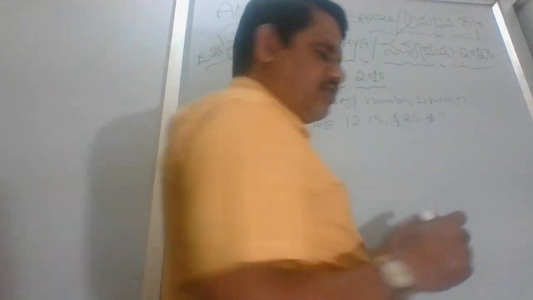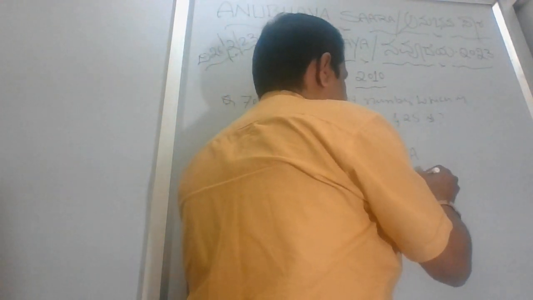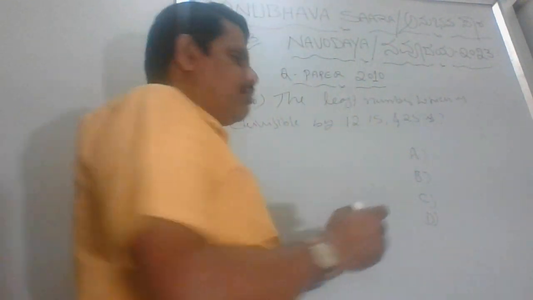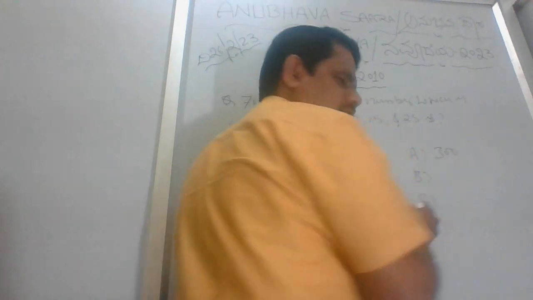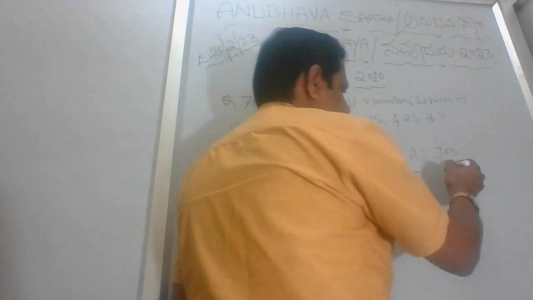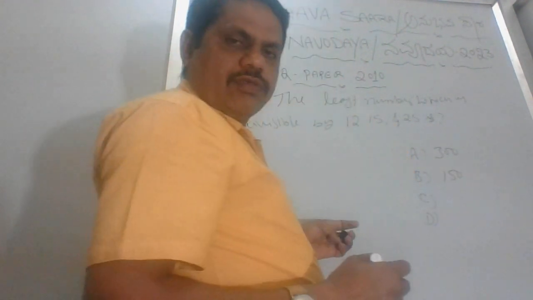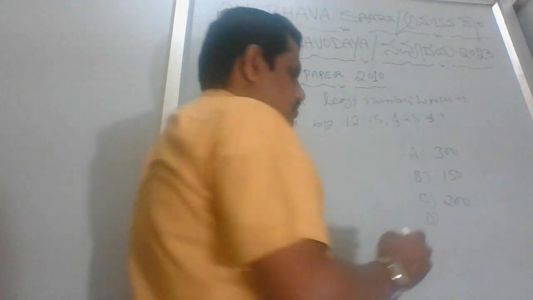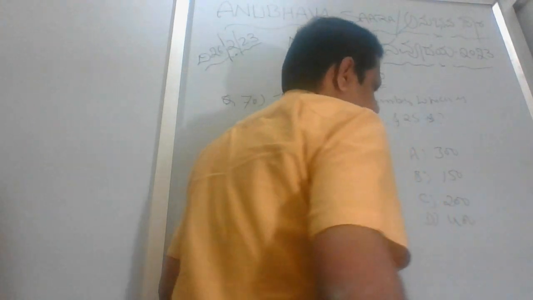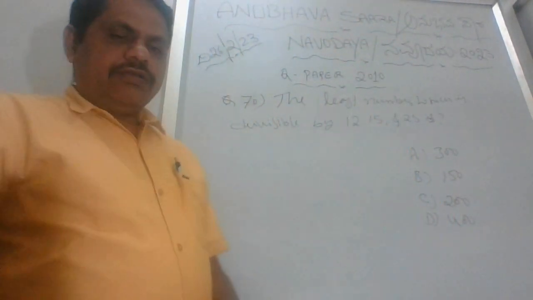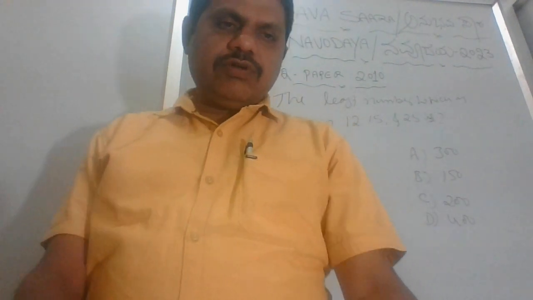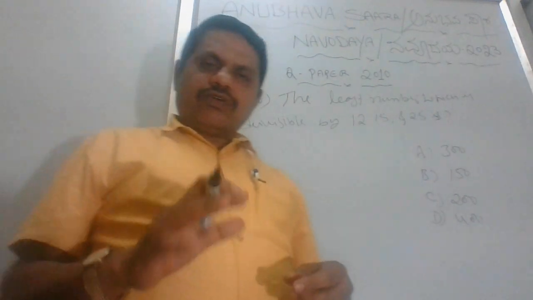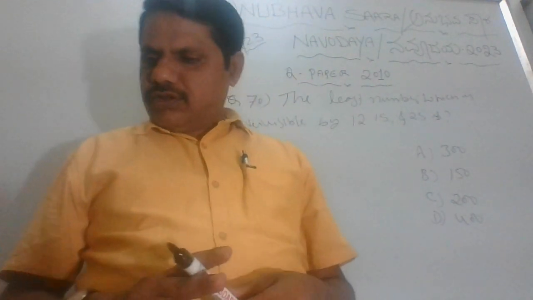The options A, B, C and D. Option A is 300, B is 150, C is 200 and D is 400. Done. So these are the options for the question. I'll take you through the details and you can understand easily how you can do it.